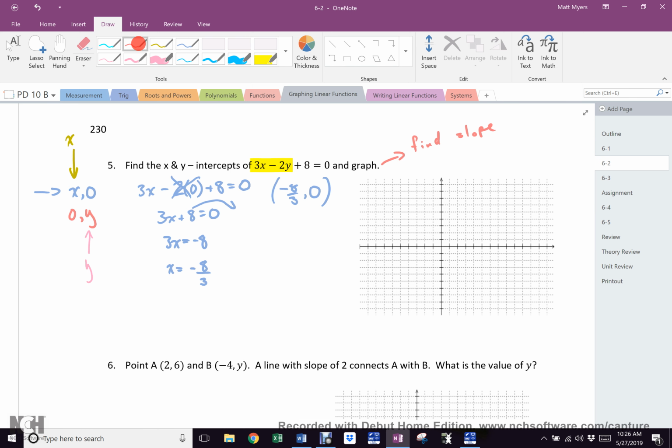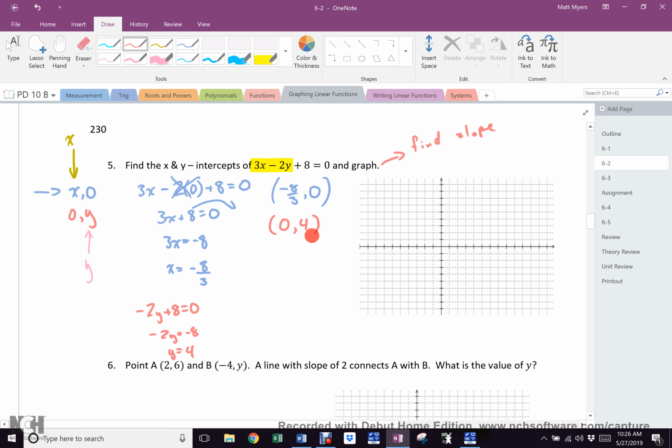Now, I also have 0, y. You're intelligent young people. When I looked for the x-intercept, the y dropped out. Well, now I'm looking for the y-intercept. What's going to drop out? The x. So I'm not even going to write that. I'm going to write negative 2y plus 8 equals 0. What's my job every time? Isolate. Negative 2y equals negative 8. Y equals 4. What does that say? Y. What does y equal? 4. So I have another point at 0, 4.